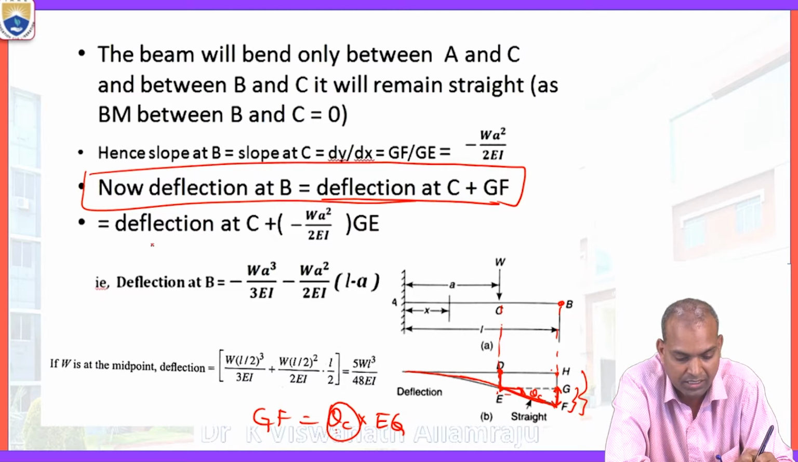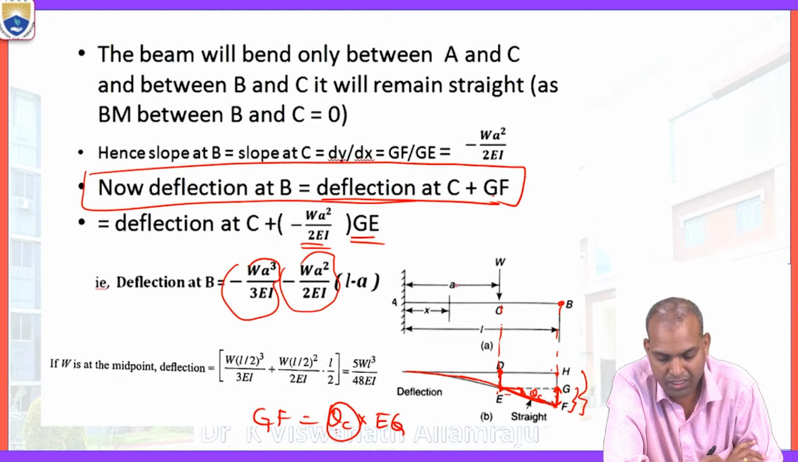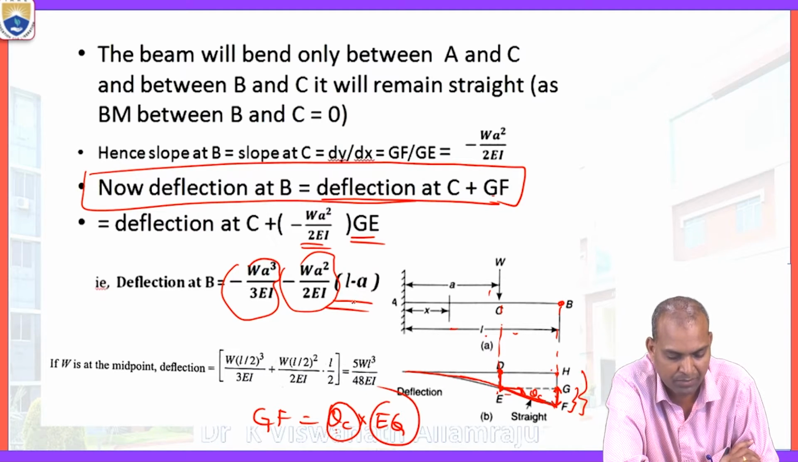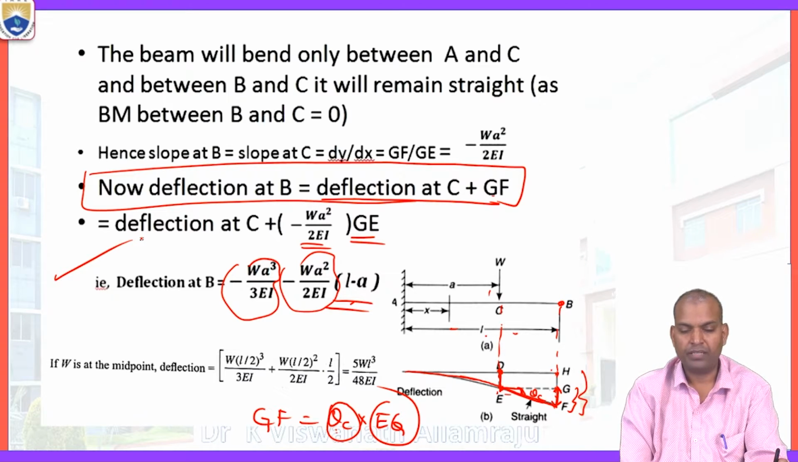Deflection at point C, that is negative of WA cube by 3EI. Now point GF, that is GF equal to, as I mentioned here, theta C times EG. What is theta C here? That is slope at C, that is negative of WA square by 2EI times GE. What is the value of GE here? That GE is nothing but total L minus A. That is GE equal to L minus A. So this is the deflection at B.